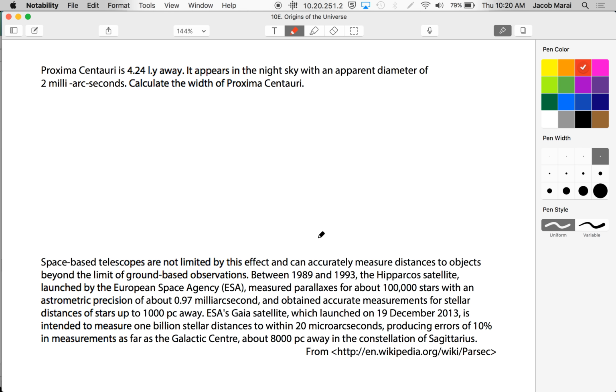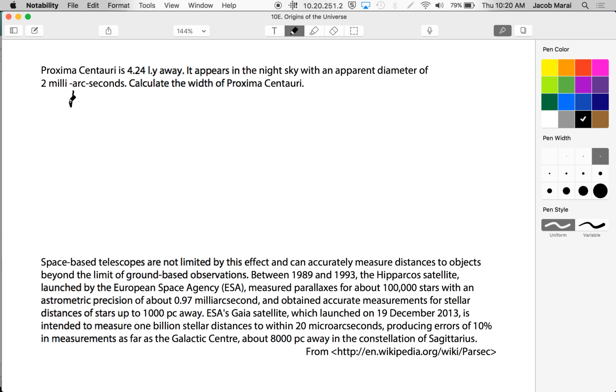Proxima Centauri, which is the star cluster, is definitely 4.24. Oh, that is the star in Alpha Centauri. No, wait. Proxima is the star, Alpha is the cluster. This one is the closest of them. 4.24 light years away. That is correct. I may have made up the 2 milli-arc seconds just for this activity.